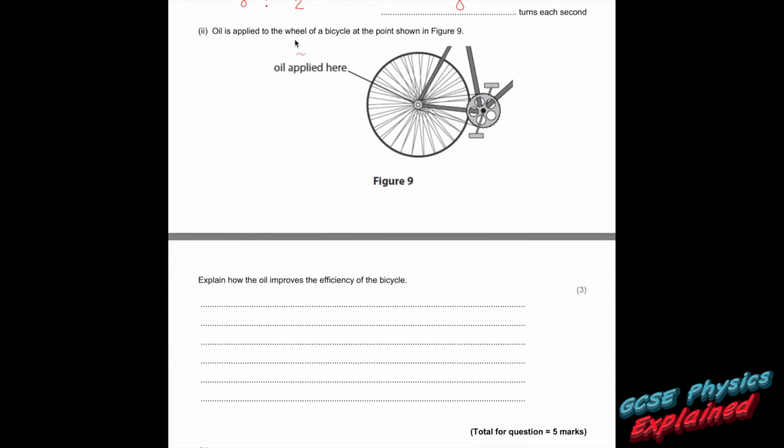Oil is applied to the wheel of a bicycle at the point shown in figure 9, right there in the axle. Explain how the oil improves the efficiency of the bicycle. Let's start with the simple answers first. The oil is going to reduce friction. You might get 1 mark for saying that. If you're going to reduce friction, you're going to reduce the amount of thermal energy transferred. So you're not going to waste your kinetic energy as heat energy.